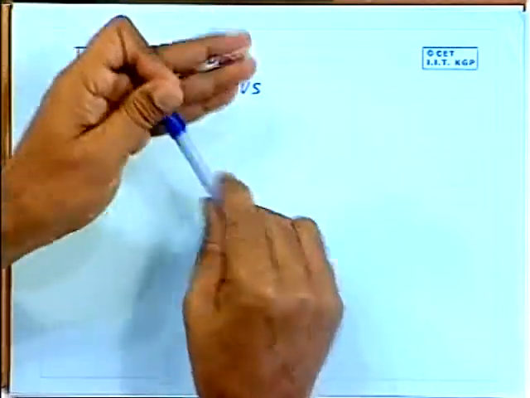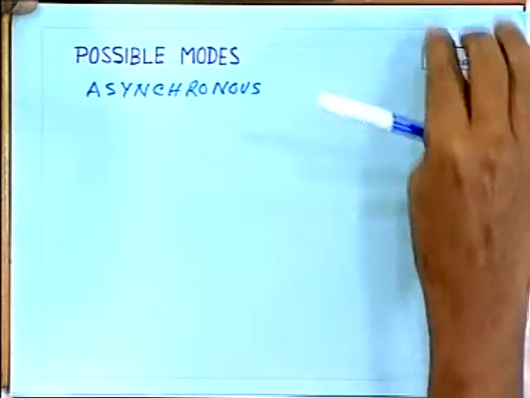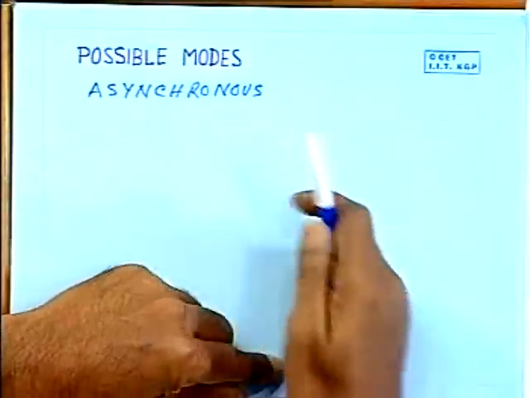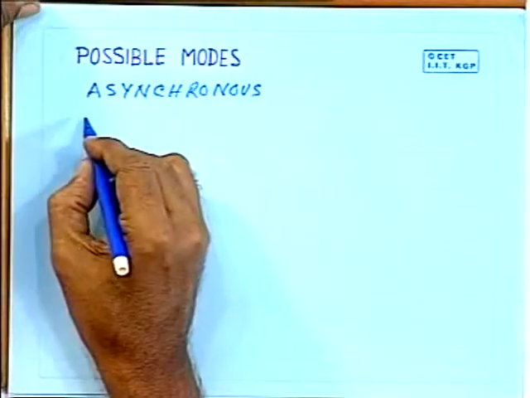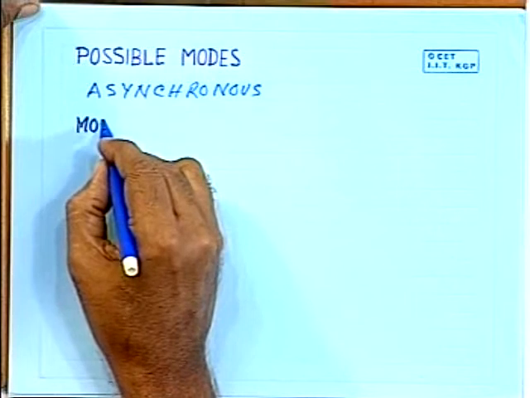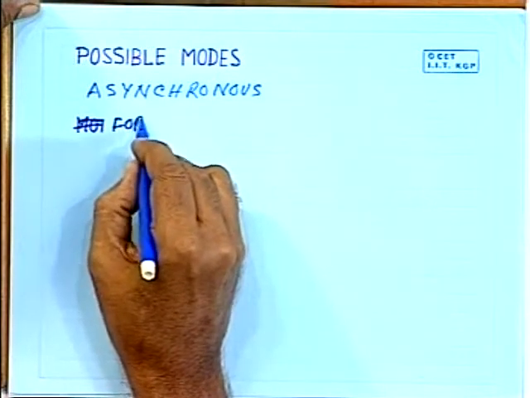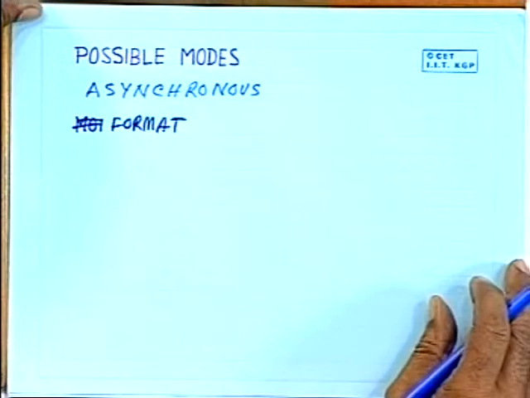In asynchronous mode, the data that is being sent, usually data is sent in terms of characters or bytes. Characters can be ASCII characters, or you are sending byte by byte. Either you are sending character by character or byte by byte. And in asynchronous mode, each character is framed before sending data, and the framing is done in this form. Let me show you the format that is being used for asynchronous mode.